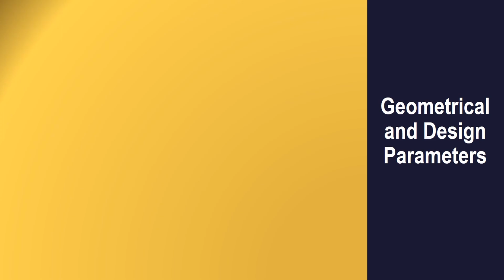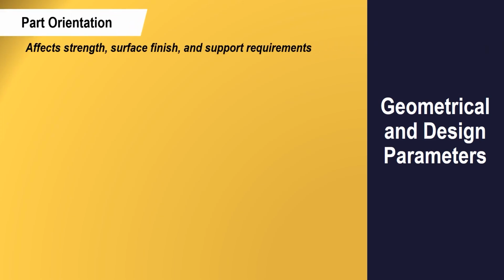Then coming to the geometrical and design parameters. Some of the common parameters are part orientation. This is really important, like how I am making the part with respect to the x, y, and z plane. So people have reported, if I am putting the part normally at 0 degree or 180 or 90 or 45 degree, a significant change in mechanical properties, significant change in strength, significant change in surface finish is obtained, right?